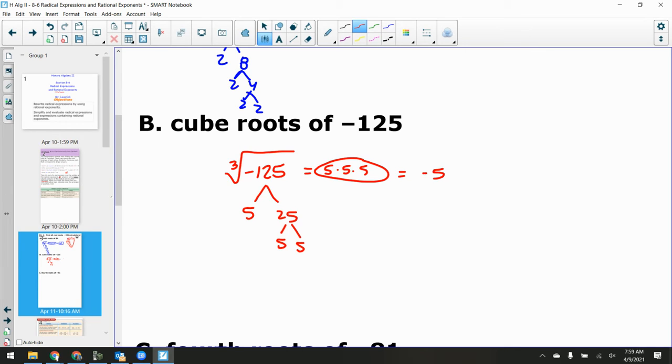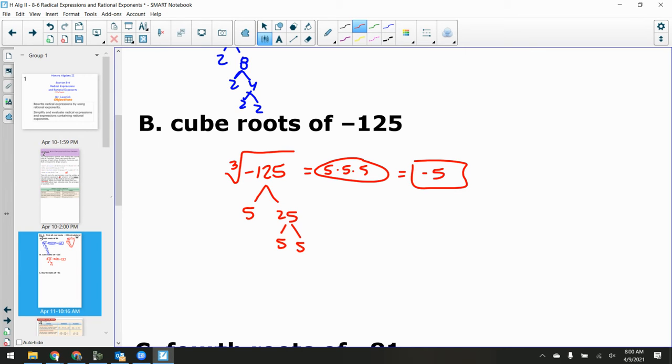So it's 5. Actually, it's negative 5, right? How did I know that it was going to be negative 5? Well, the initial number was negative. How do I know that it's not plus or minus 5? Because it's an odd index. If it's an odd index, you don't include the plus or minus. Okay. So it's just negative 5.